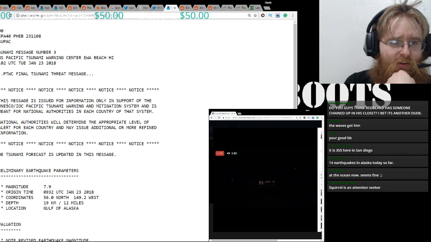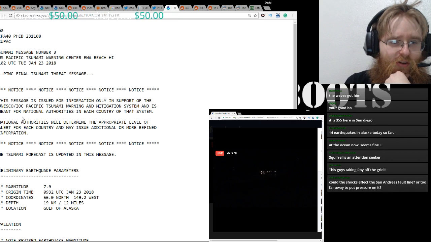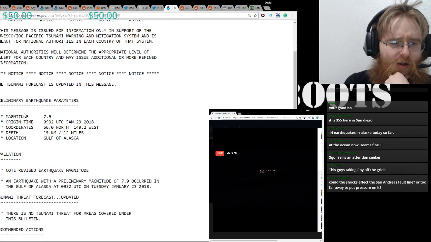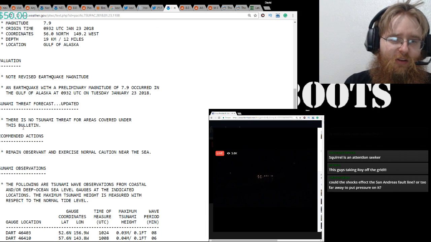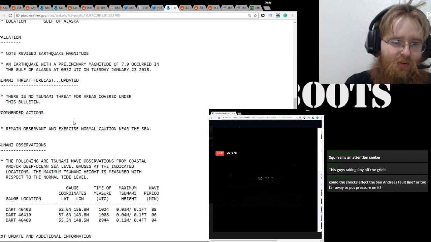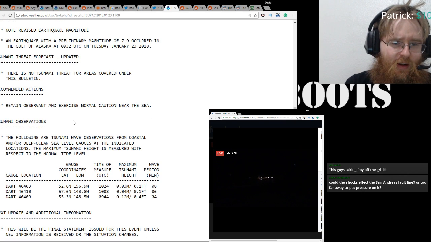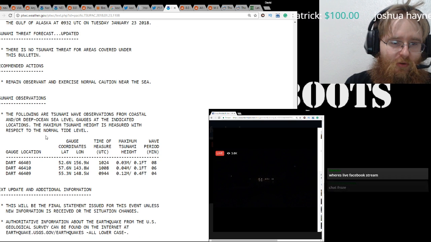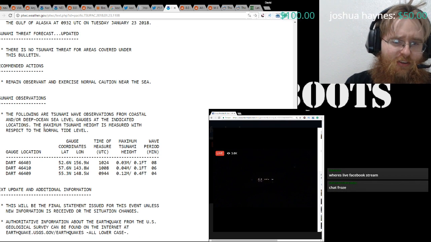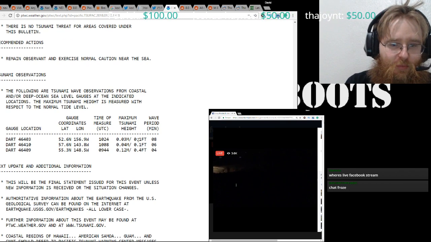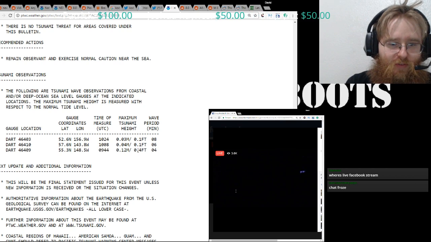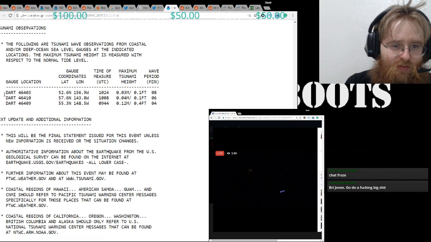Pacific tsunami threat message. This message is issued for information only. There is no tsunami threat for areas covered under this bulletin. Remain observant and exercise normal caution near the sea. The following are tsunami observations from coastal and deep ocean gauges at indicated locations. The maximum tsunami height measured with respect to normal tide levels: we're looking at 0.1 feet, 0.1 feet, 0.4 feet at those specific buoys.